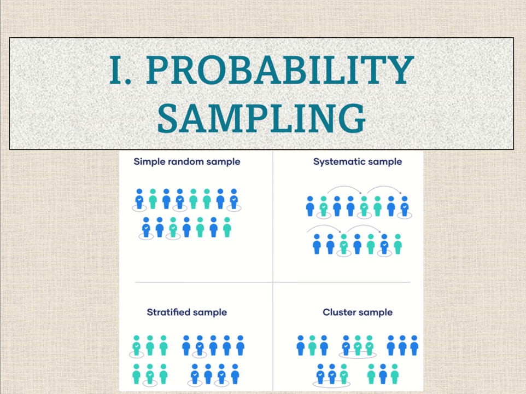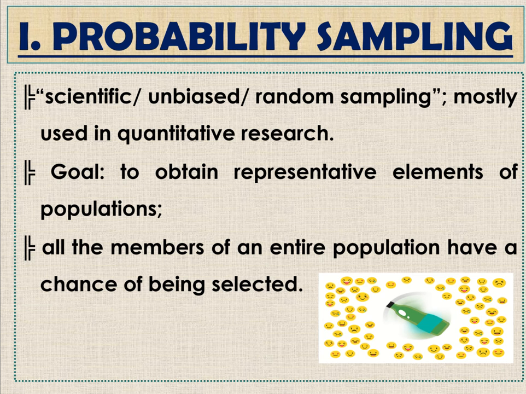So we proceed first with probability sampling. Probability sampling is also called scientific, unbiased, or random sampling, and it is mostly used in quantitative research. It is a type of sampling in which all the members of an entire population have a chance of being selected. By means of this unbiased sampling, you are able to obtain a sample that is capable of representing the population under study or of showing strong similarities in characteristics with the members of the population. So it is a very systematic and scientific process.